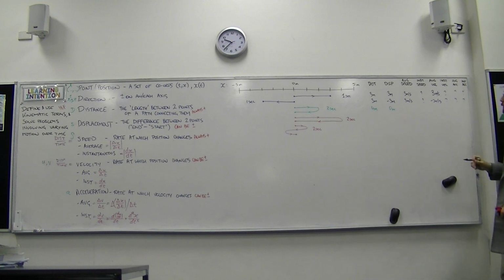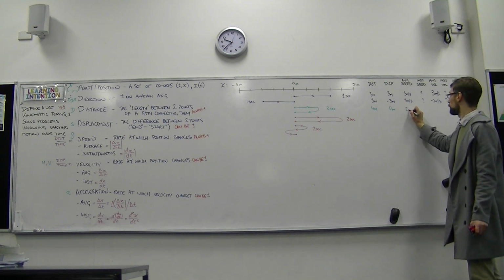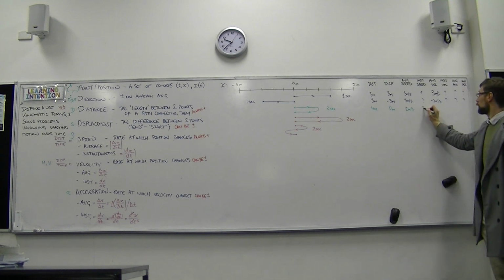Zach, average speed. I don't know, okay. So how far has it travelled? Distance-wise. 4, right? How long did it take to do that? 2 seconds, therefore the average speed? 4 over 2. 2, right? 2 meters per second, specifically. Cool.